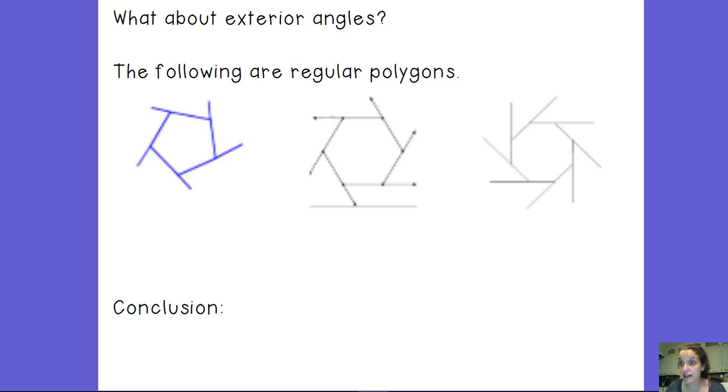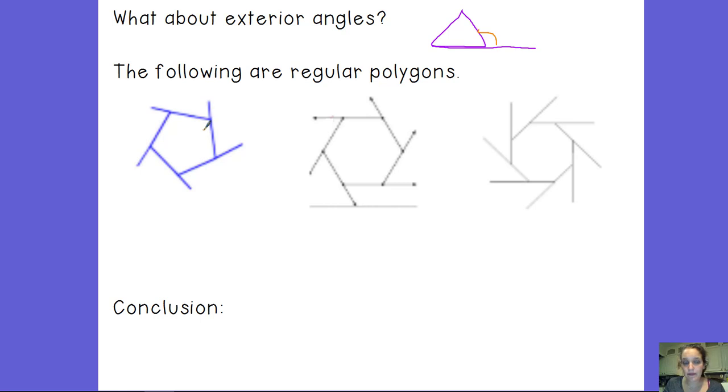Okay, so we've been talking about interior angles. Now what about exterior angles? We've talked about exterior angles with triangles before. If you extend one of the sides, the angle that's formed by that side that you just extended and one of the other sides, so this angle right here, that would be an exterior angle.